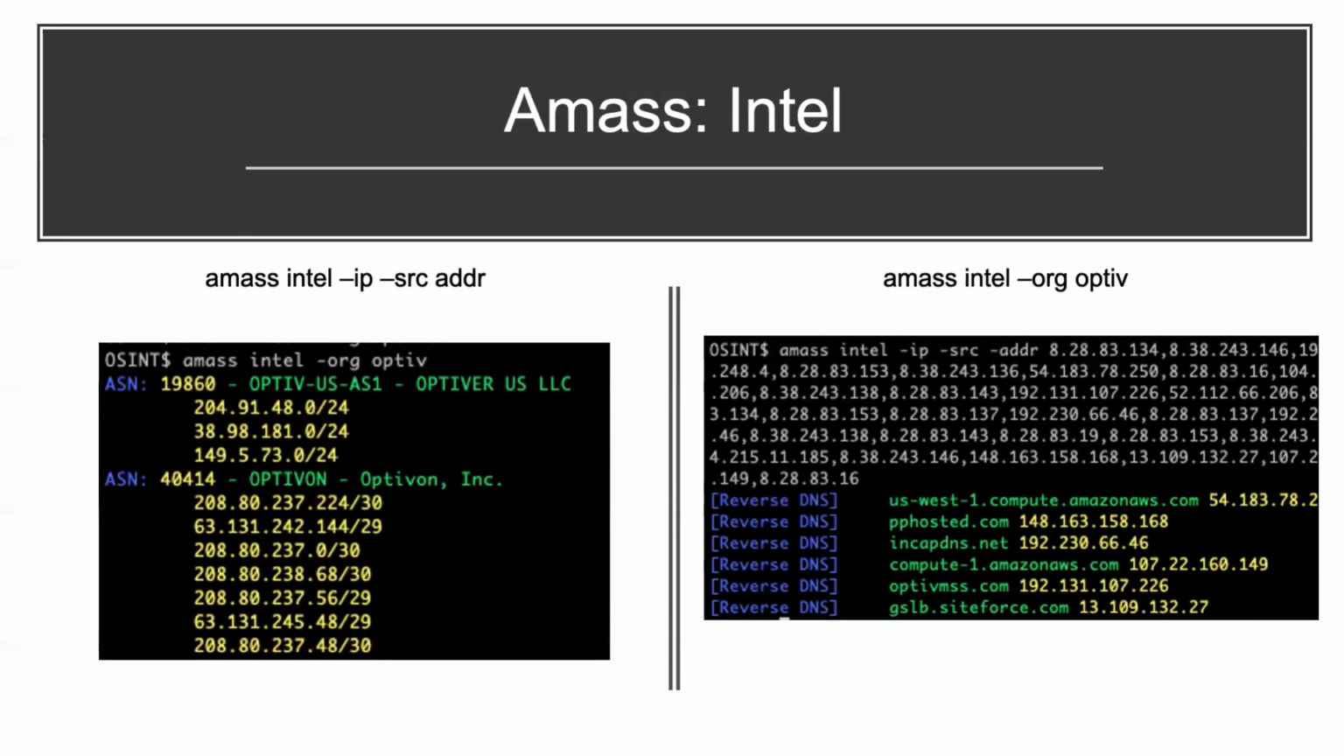Here are a couple of examples of using the Intel module, where you're pulling information about the domain, the ASN records, and the net blocks that are tied to those. On the right of the page, if you're supplying individual IPs, you can get some reverse DNS information, like subdomain information, based off of the IPs in the list there.